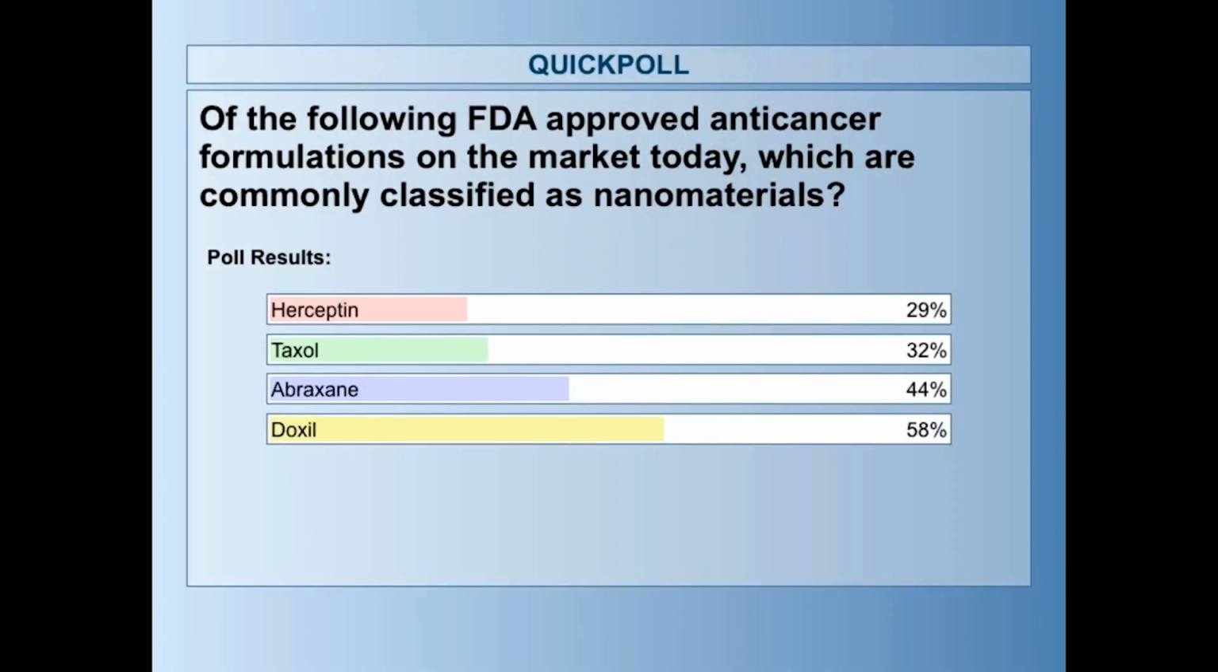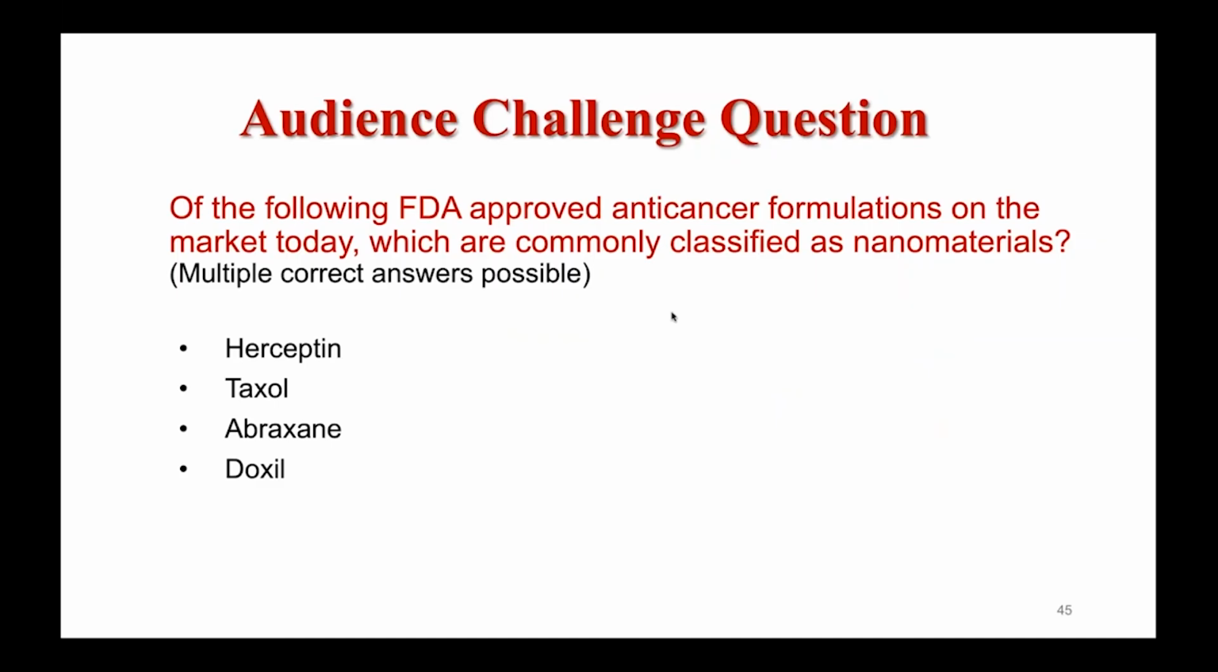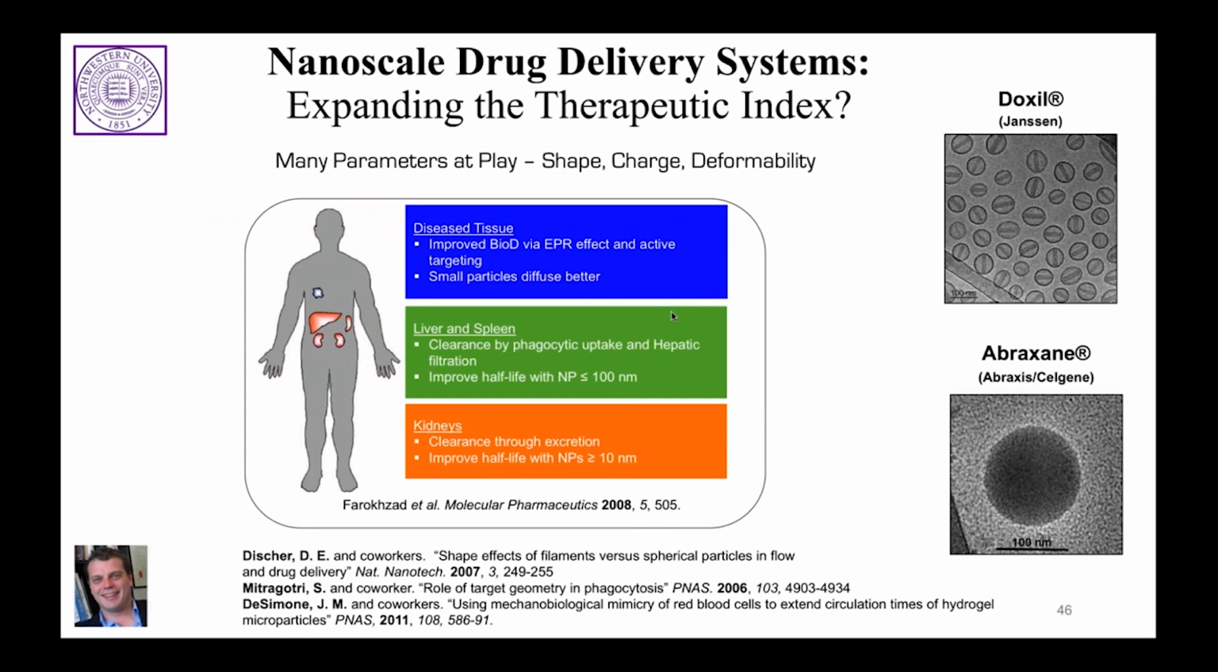Well, the majority of the audience, at 58%, said it was Doxil, and then the next highest was Abraxane. The audience is on track here, and these are, of course, famous formulations, and you see them on the right-hand side here. These are electron micrographs showing the nanoscale morphology of those particles. And you see on the top right just a beautiful example of a liposomal formulation of doxorubicin, which is the commercially available and approved Doxil formulation. On the bottom right, you see Abraxane, which is a human serum albumin, Taxol kind of composite type particle.